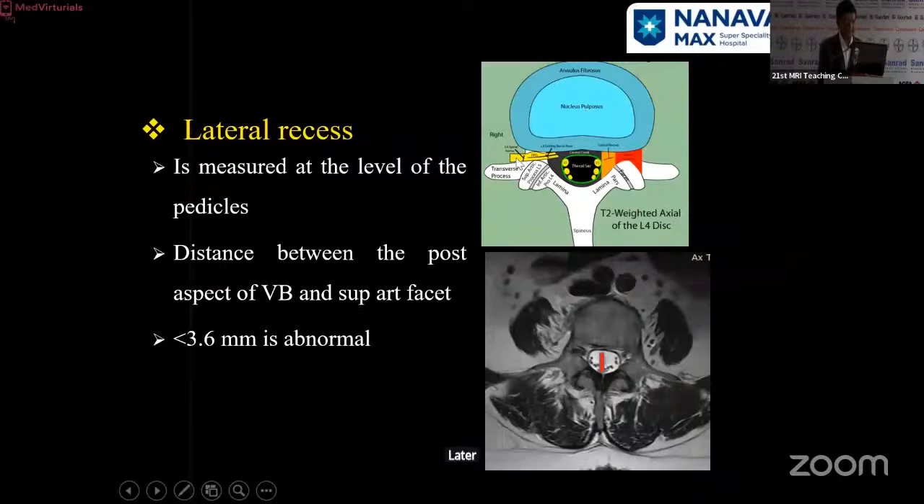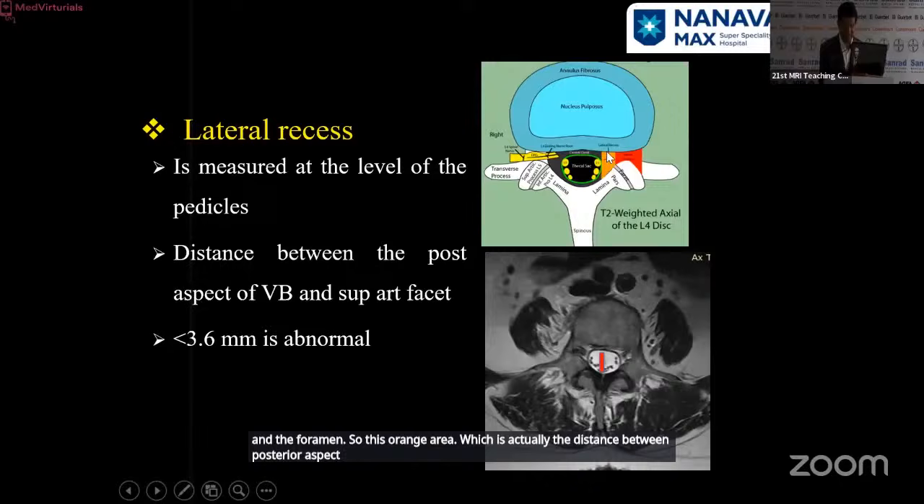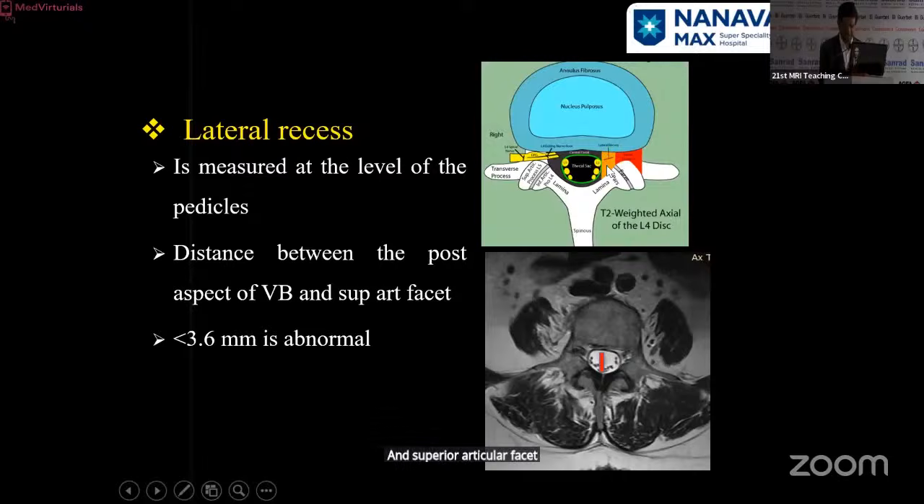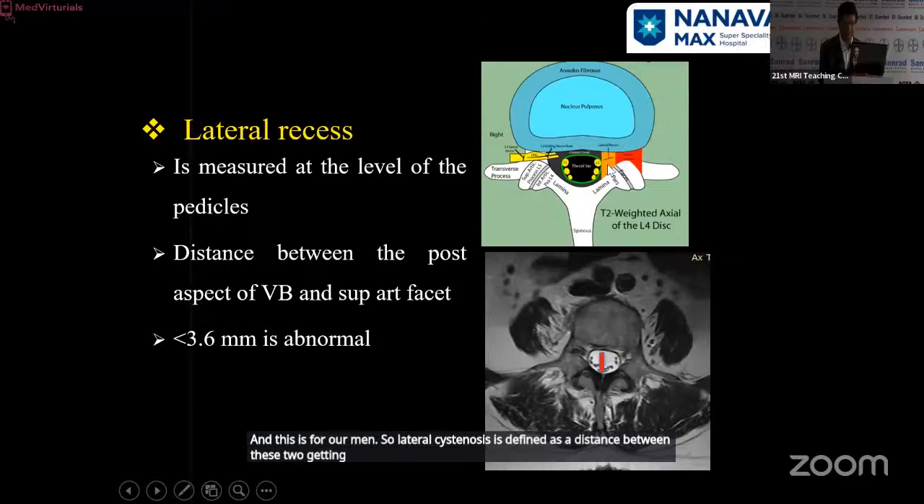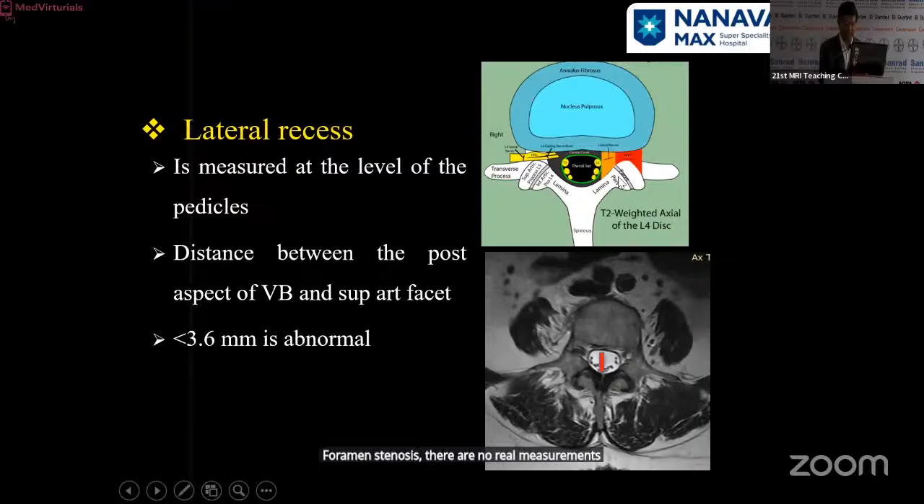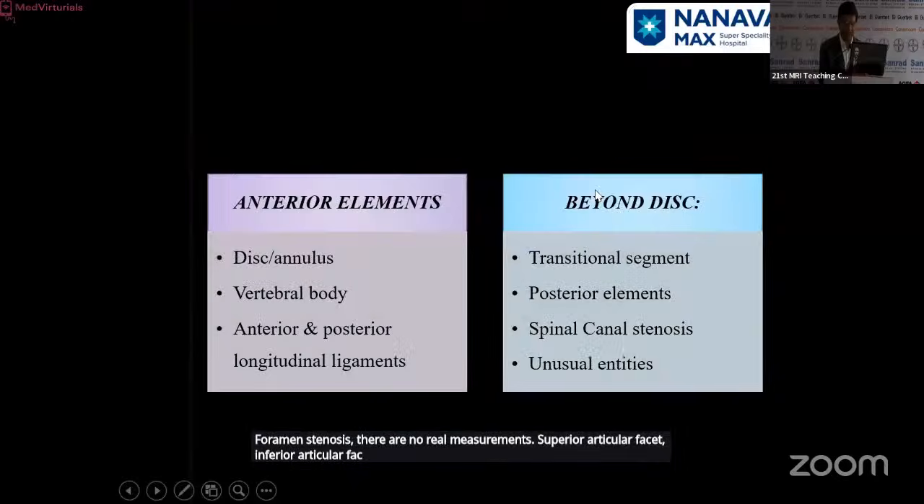Lateral recess is defined as an area between the thecal sac and the foramen. So this orange area, which is actually the distance between posterior aspect of end plate of the vertebral body and superior articular facet, this bit is lateral recess and this is foramen. So lateral recess stenosis is defined as a distance between these two getting less than 3.6 millimeters. Foramen stenosis, there are no real measurements. Superior articular facet, inferior articular facet, lamina.